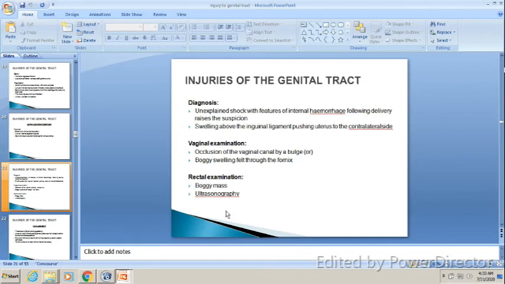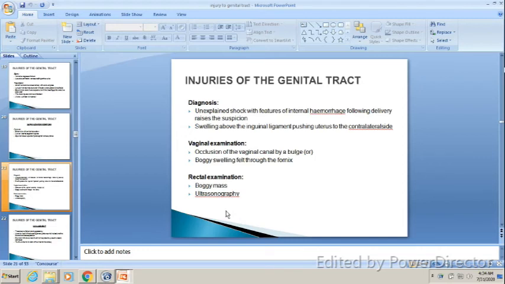Vaginal examination: occlusion of the vaginal canal by a bulge or bogey swelling felt through the fornices. When you do PV, go up to the fornices, you will see that there is a bulge. It is a supralevator type. Okay. In the infralevator type, you will see a bulge over the gluteus muscle. In the buttock, you will feel there is a mass or a bogey swelling.